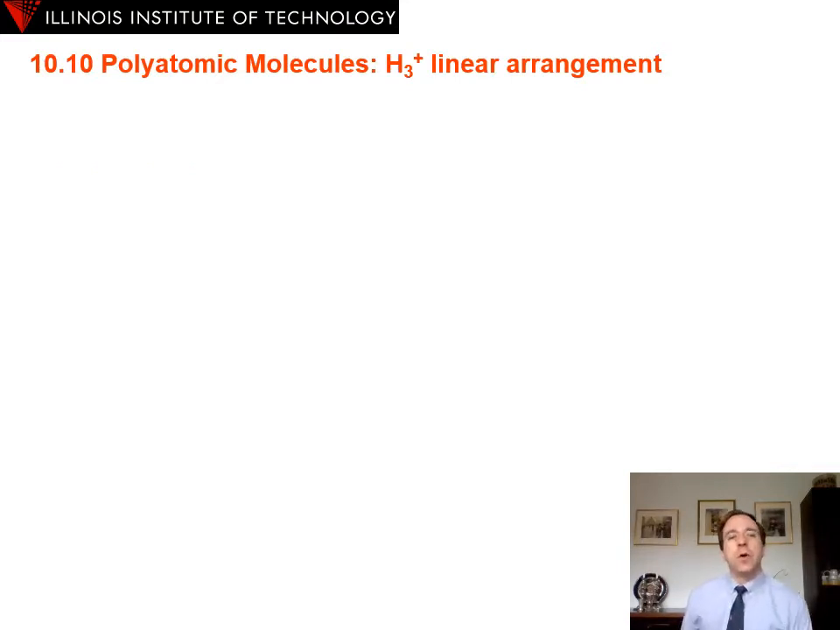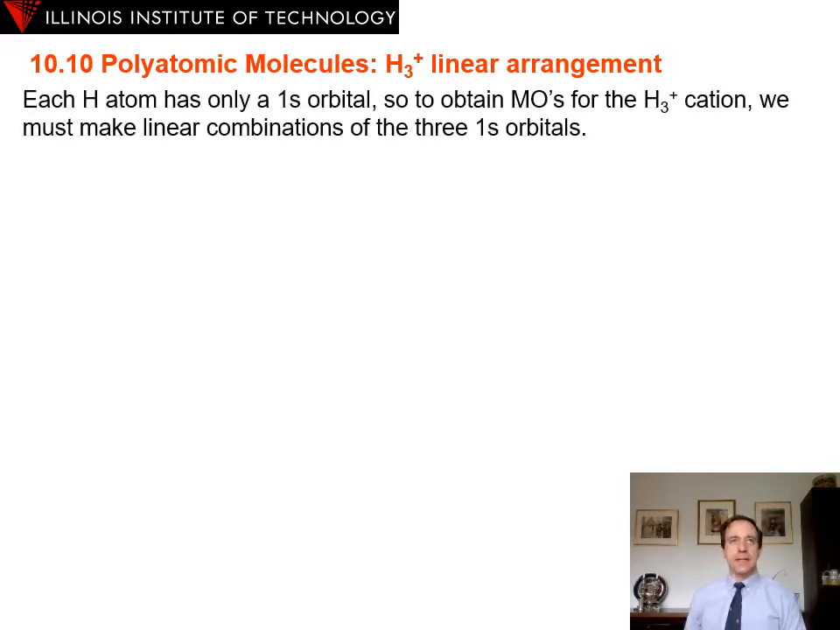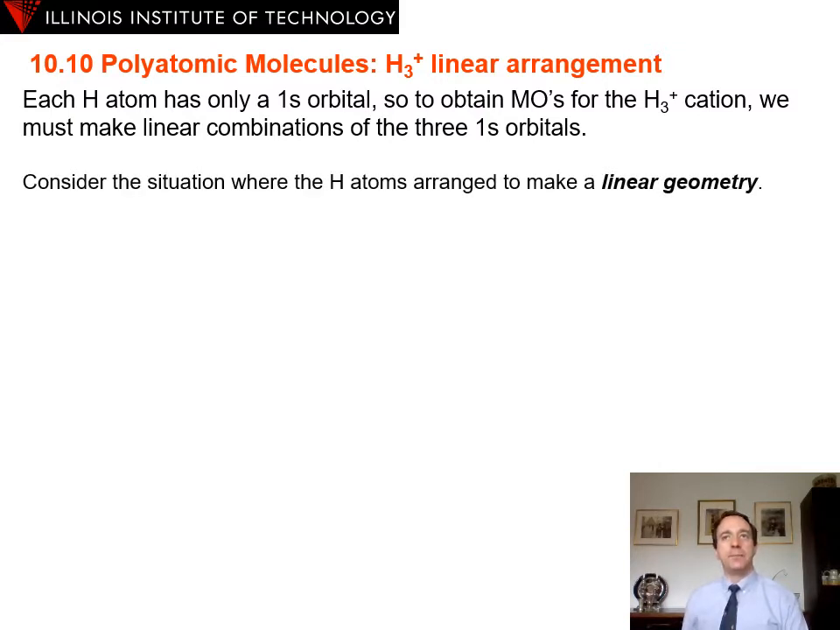Okay, so let's look at this in a couple of ways. We're going to start by looking at this with a linear arrangement of atoms in the molecule. So we're going to take each hydrogen atom, which has a 1s orbital, and make a straight line molecule out of it. So that's going to give it a linear geometry.